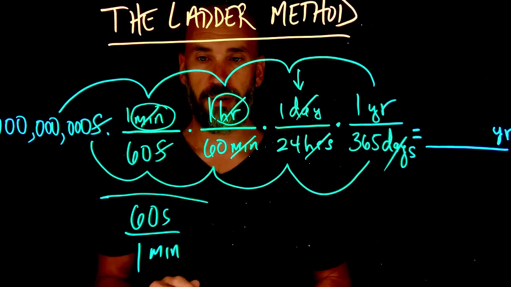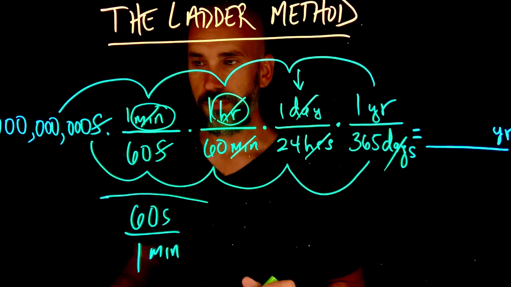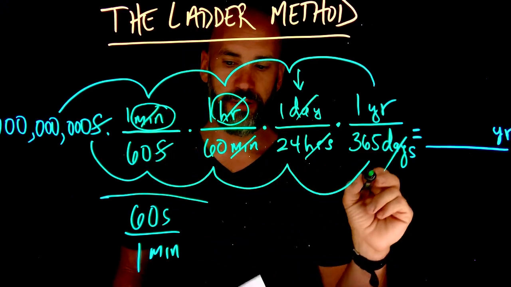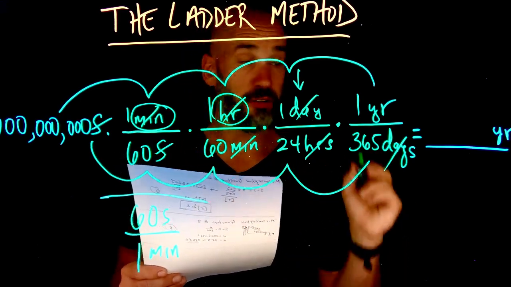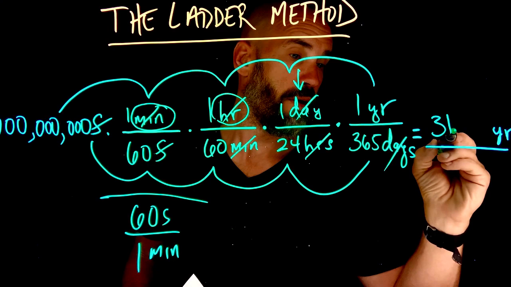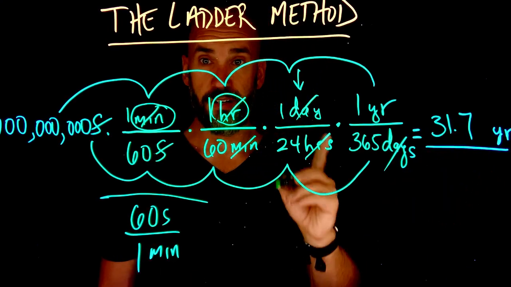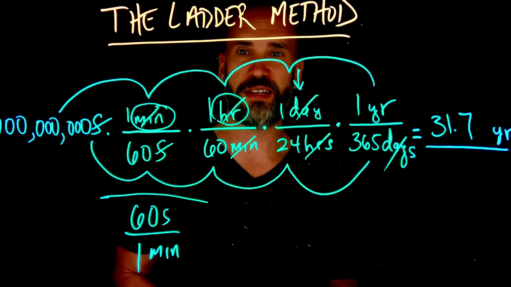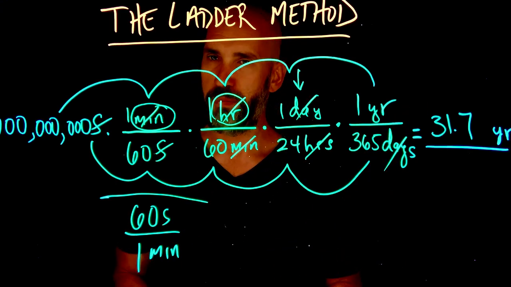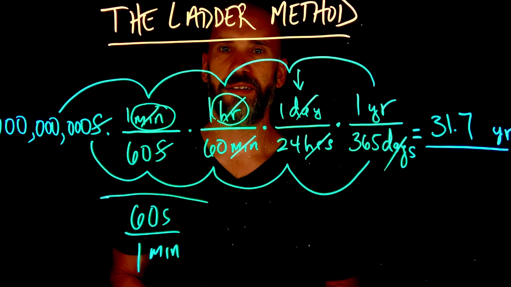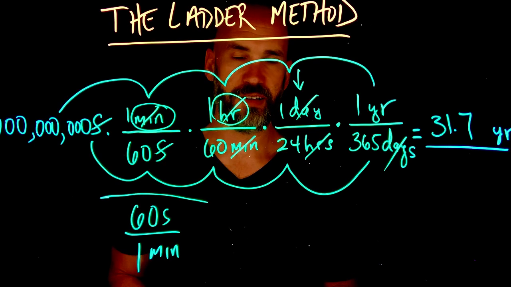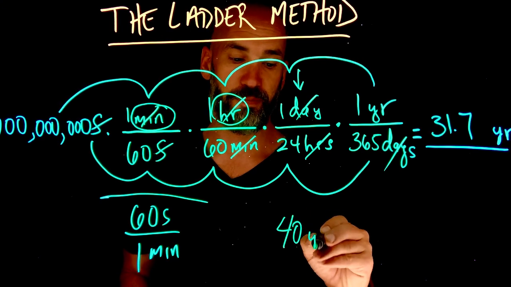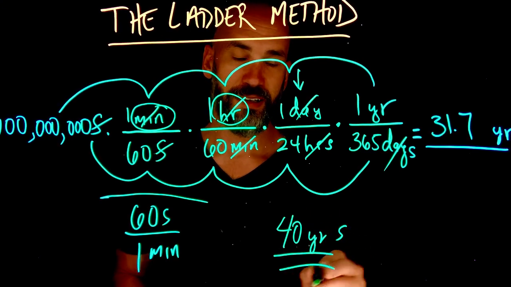Go ahead and do that right now. I'll give you guys a second. So once again, you want to multiply everything on top and divide by everything in the bottom. And you get, at least you should get, 31.7 years. Okay? So a billion seconds is 31.7 years. And so that begs the question, is Scott a billion seconds old? And the sad truth is this summer I just turned 40 years old. So yes.